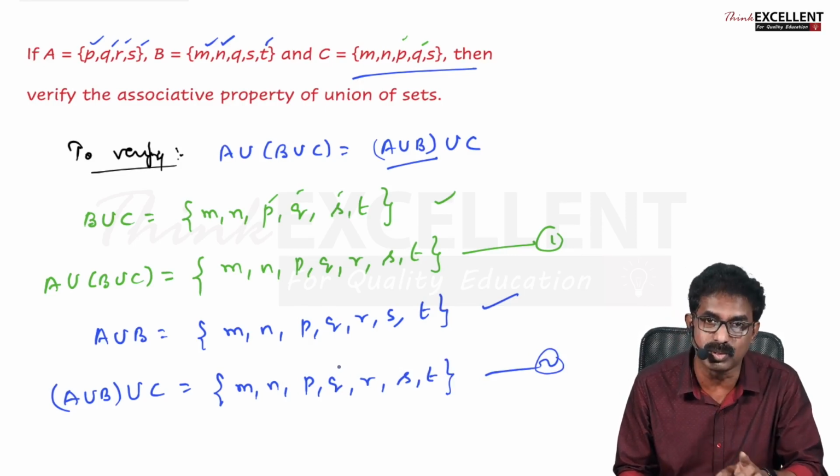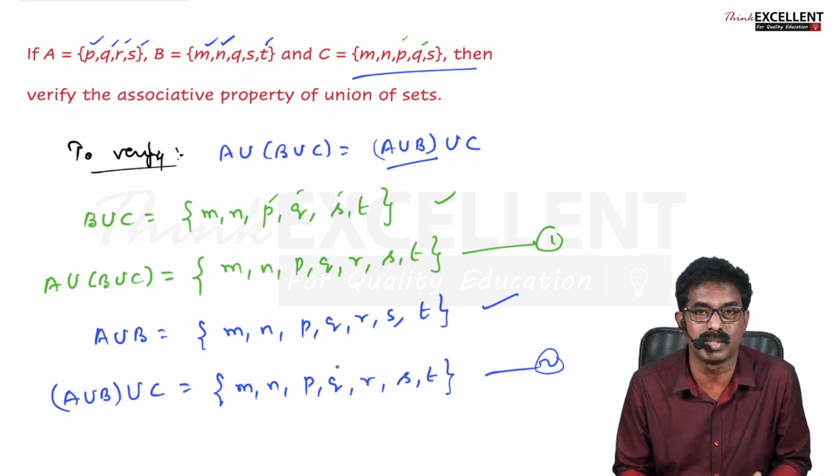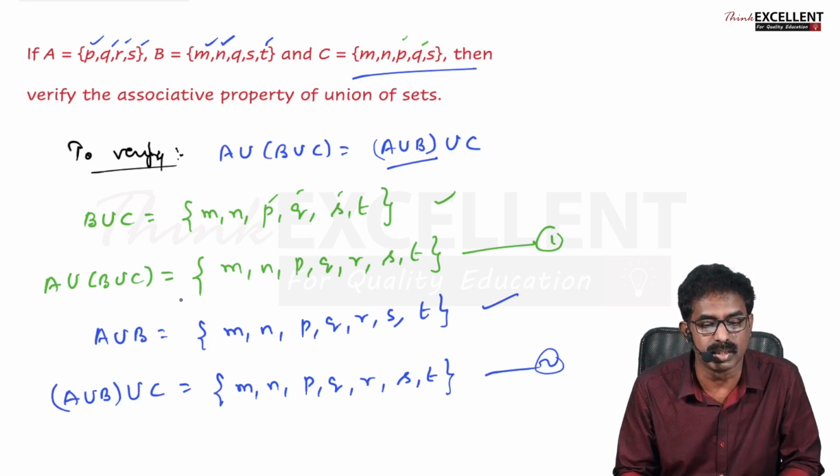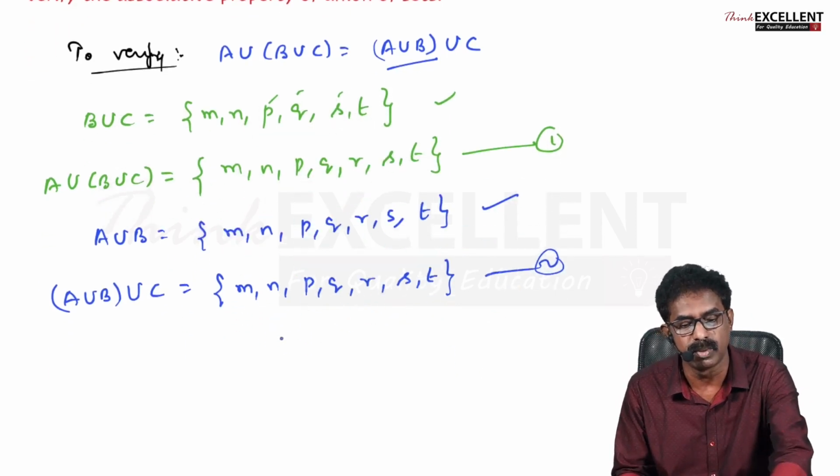So union is associative. It will be true. Don't say it is false. Don't say, okay, it is not satisfied. No, you would have made some mistake. You have to check it. Union of sets is associative, so both answers should be the same. If not, you have to check it.